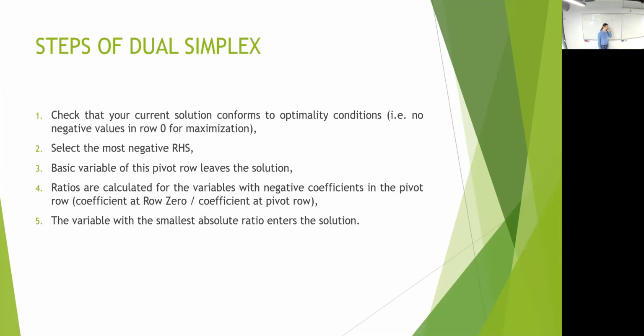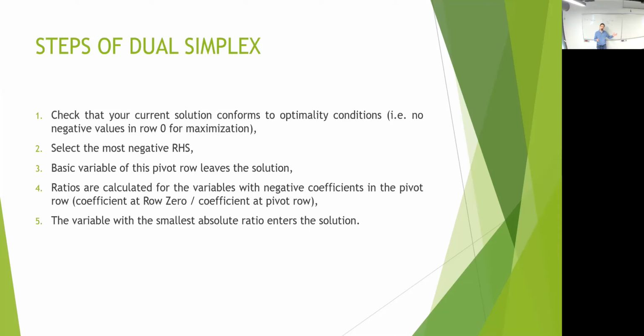The ratio test is coefficient at row 0 over coefficient at pivot row. Still, we have to find which point we are going to pivot. And then we're going to find out who enters and who leaves the solution, just like normal simplex. Remember, with big M and two-phase, they were all about finding the pivot point, so you could just apply normal simplex. This is the same. We're just trying to find the pivot point, the cell or the coefficient which will turn into 1, and then apply normal simplex once again.